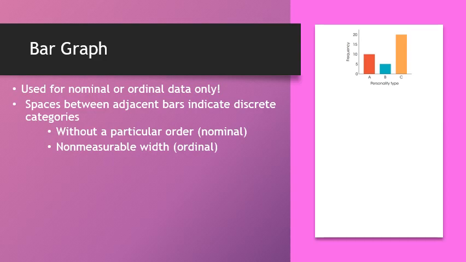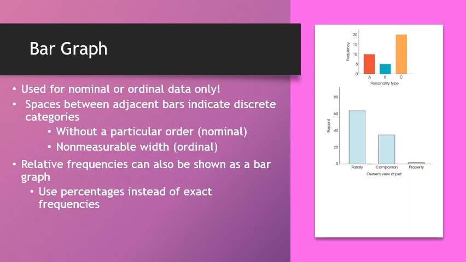So nominal data are ones without a particular order, such as the graph shown here with personality types of A, B, or C. You could be one personality type, but you can't be another or another. You're mainly the dominant one. And then you could also use bar graphs for ordinal data, which is non-measurable width.